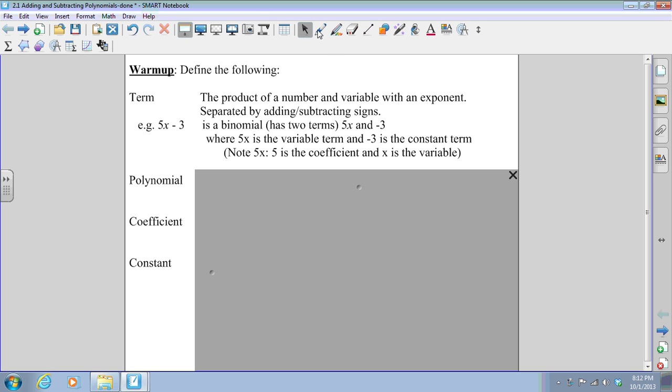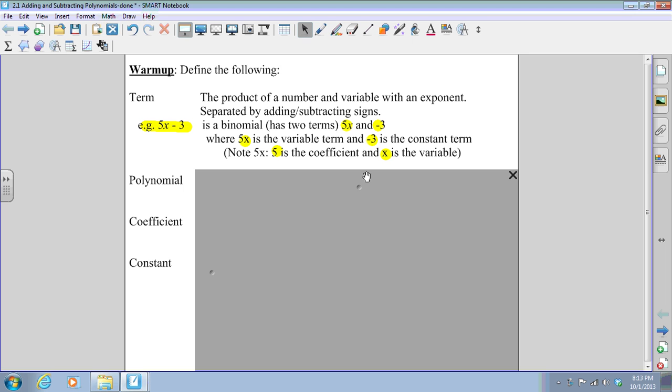Taking a look at this example right here, I'll just get my highlight out, ladies and gentlemen. So taking a look at this example right here, please note there's two terms, so we call that a binomial, and there are two terms within it, which are 5x and -3, where 5x is the variable term and -3 is the constant term. Note that within 5x you can break those down into smaller bits, whereas 5 is the numerical coefficient or the coefficient. It's the number in front of x, and x is the variable.